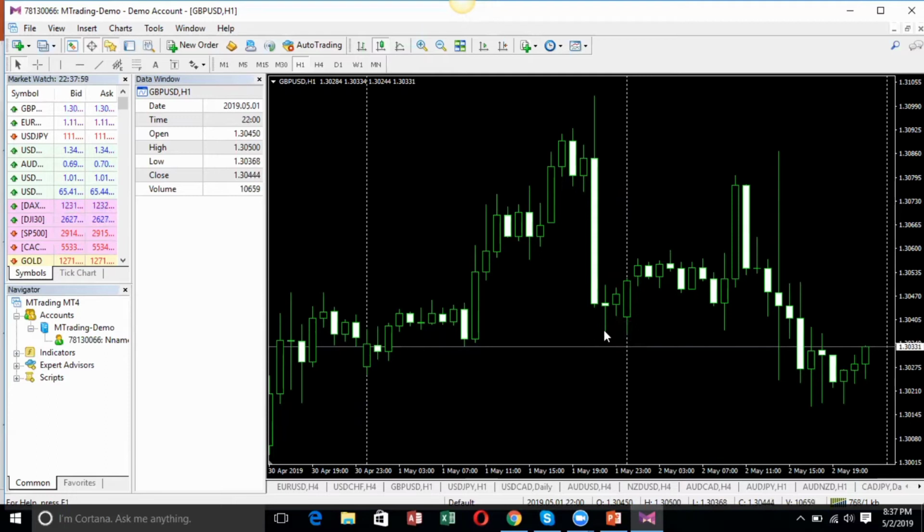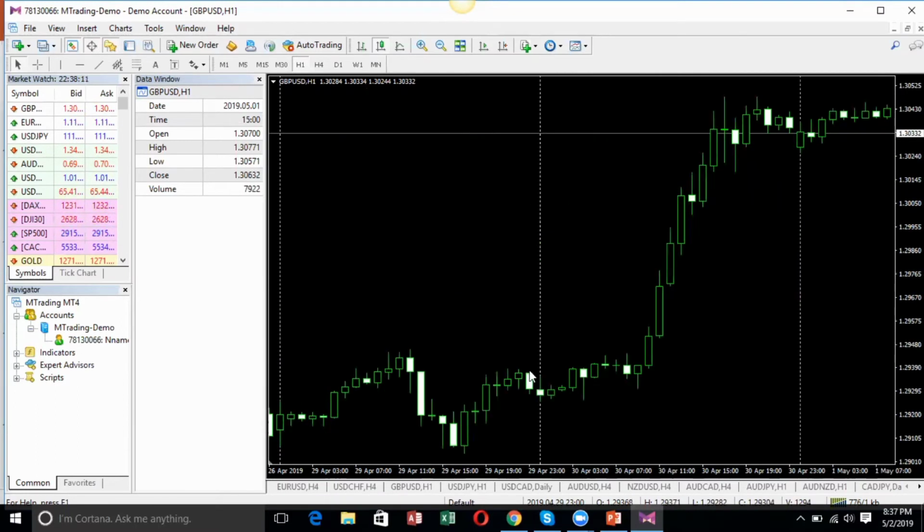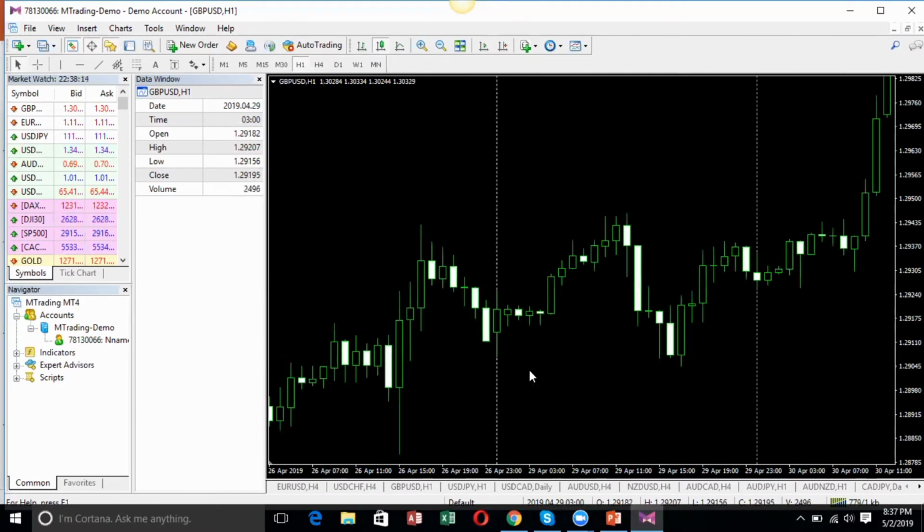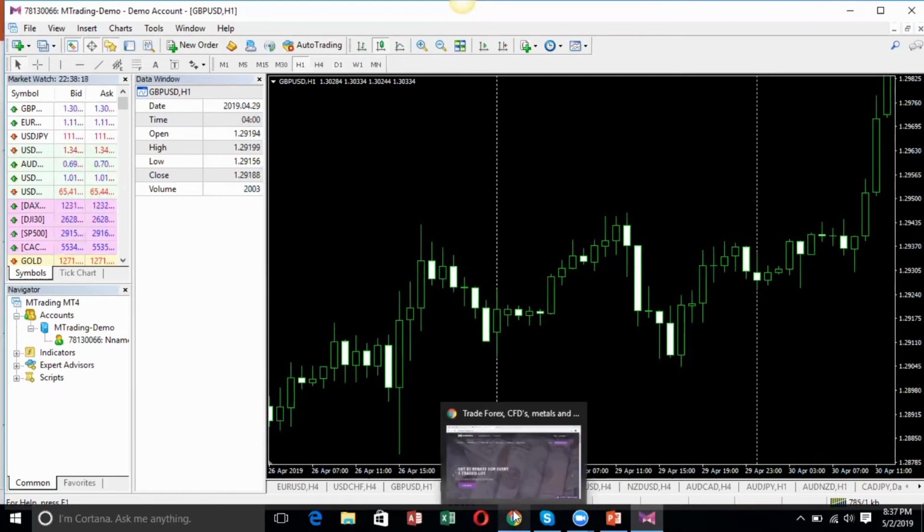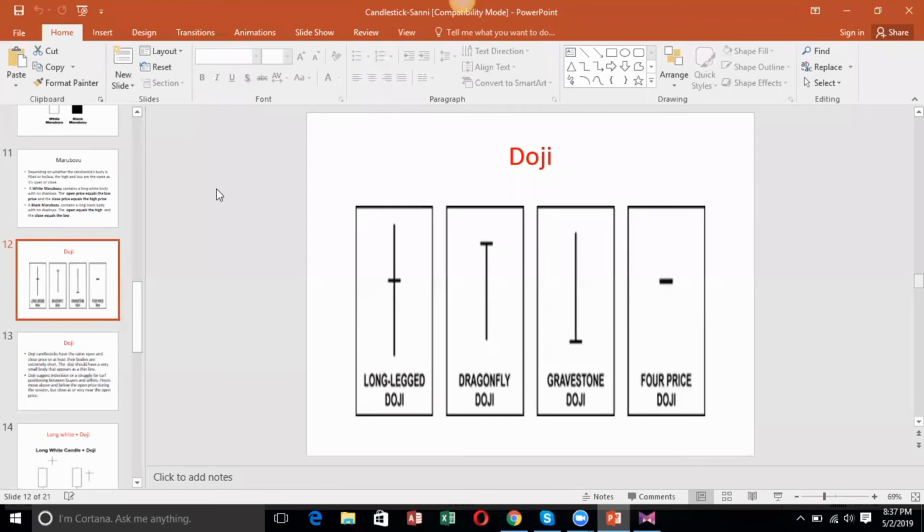Okay, like we can see here, this doji did its work very well. After appearing here, it actually reversed this down movement to an up movement here. So these are the things we need to take time and study. So we move on to another candlestick.